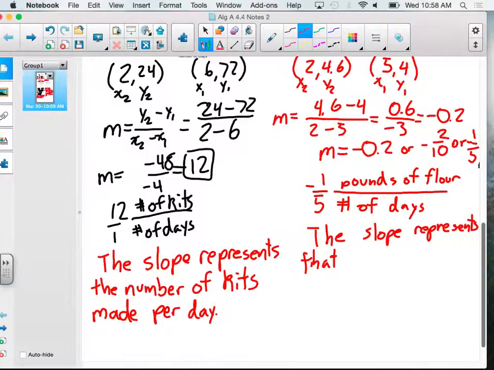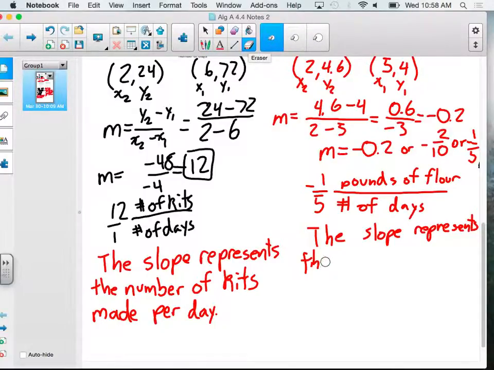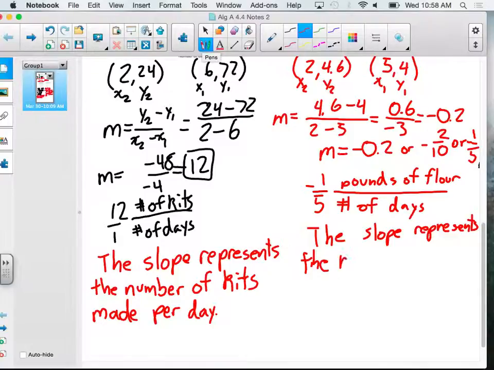Okay, so that the number of pounds of flour lost in 5 days. Okay, are we losing it? It's being used. We're using it, aren't we? So should we say that the slope represents that 1 pound of flour is used every 5 days?